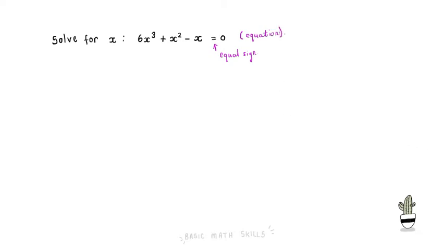Basically now our task is to solve for the x values such that when they are substituted back into 6x cubed plus x squared minus x, the resulting output is going to be 0. The beginning steps are exactly what we saw in the previous video. So we first take 6x cubed plus x squared minus x equal to 0. Now focusing on the left-hand side, the first thing we need to do is to factorize this out, and we saw that when we did that, this is what we got.